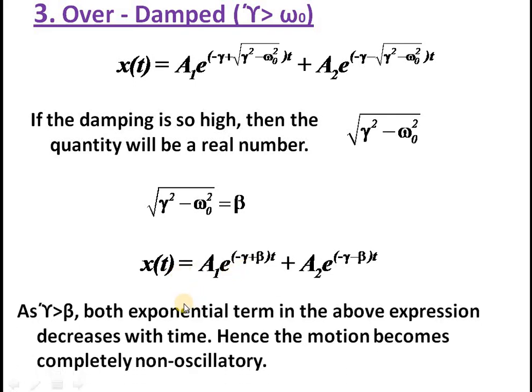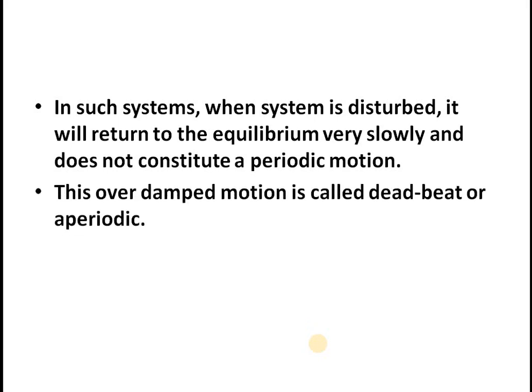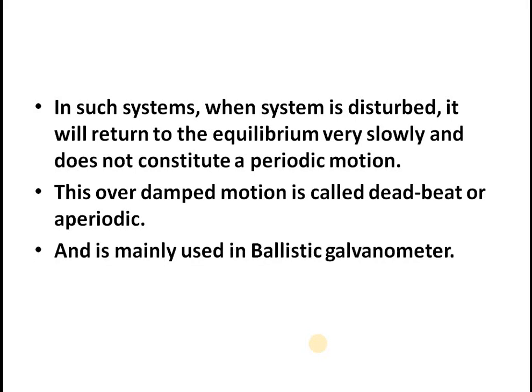As a result, both exponential terms in the above expression decrease with time. Hence, the motion becomes completely non-oscillatory. That means there is no oscillation at all. Simply, when the oscillator is excited, it gradually comes to the equilibrium value without any oscillation. In such systems, when the system is disturbed, it returns to equilibrium very slowly and does not constitute a periodic motion. It is simply coming to the equilibrium value, and such oscillations are called deadbeat or aperiodic.